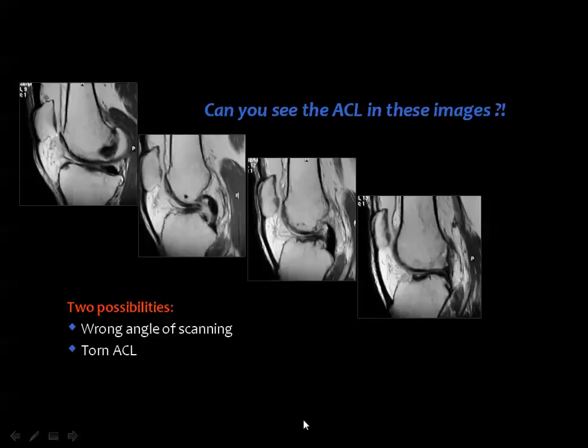I have mentioned this example before. If you put your finger on the posterior cruciate ligament, go an image before and an image after, and you cannot identify the anterior cruciate ligament, then there are one of two possibilities. Either the anterior cruciate ligament is torn, or the examination was performed wrongly, and the technician has selected the wrong angle for scanning in the sagittal plane.